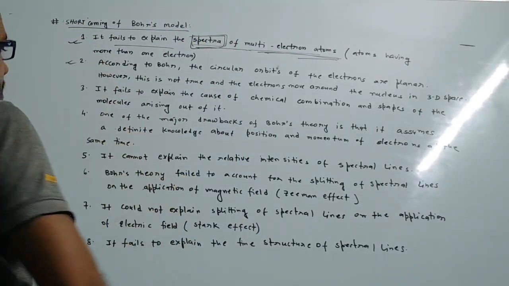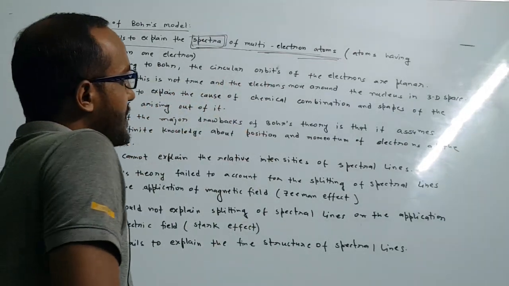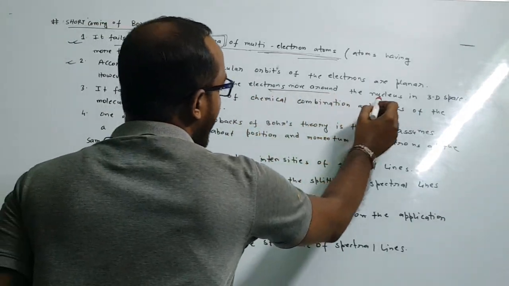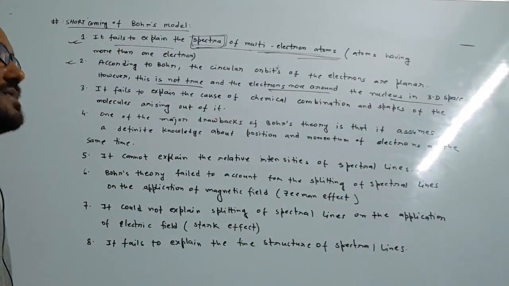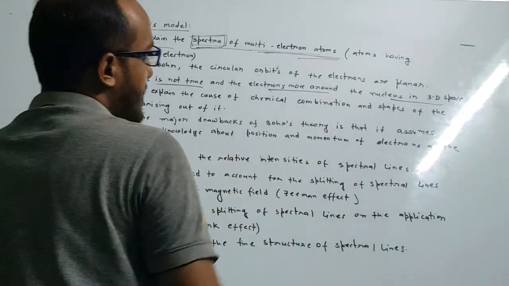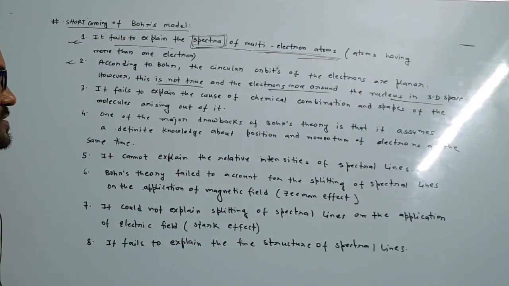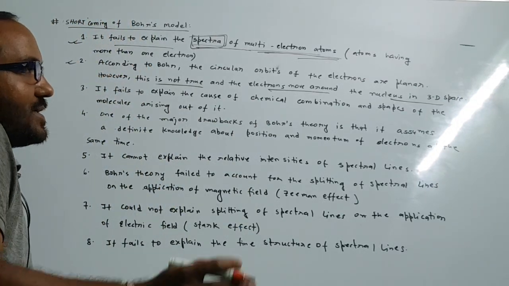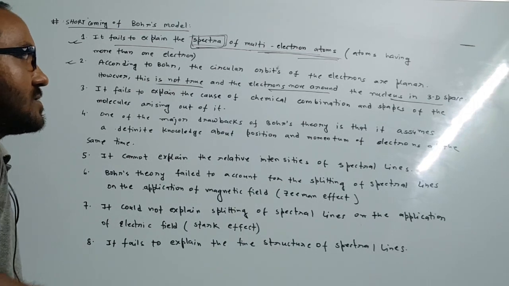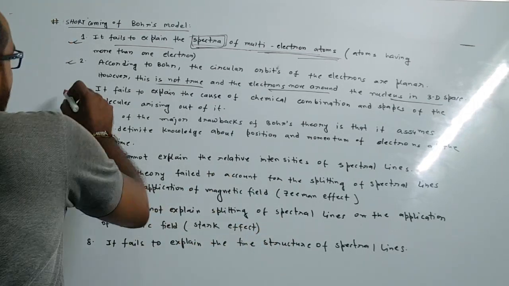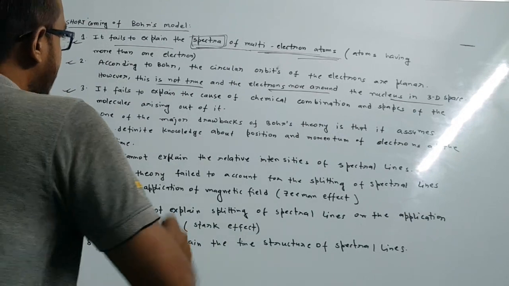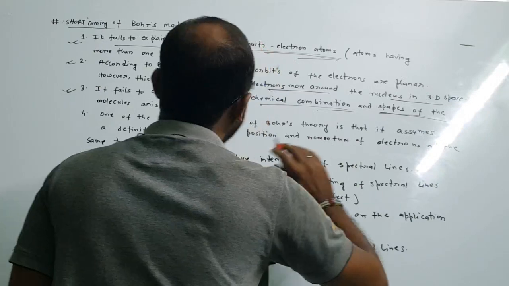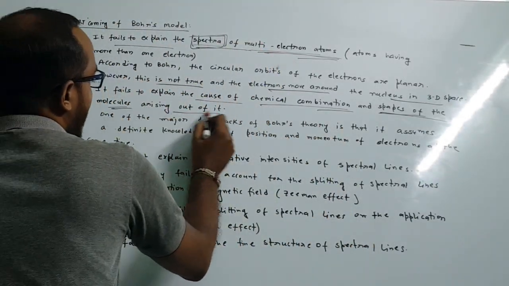Now the second drawback is, according to Bohr, the circular orbits of the electrons are planar. However, this is not true, and electrons move around the nucleus in three-dimensional space. We will see in the next slide that we have divisions in the orbitals, s, p, d, f, all of them are 3D. Now see, the next drawback is that it fails to explain the cause of chemical combination and the shapes of the molecules arising out of it.